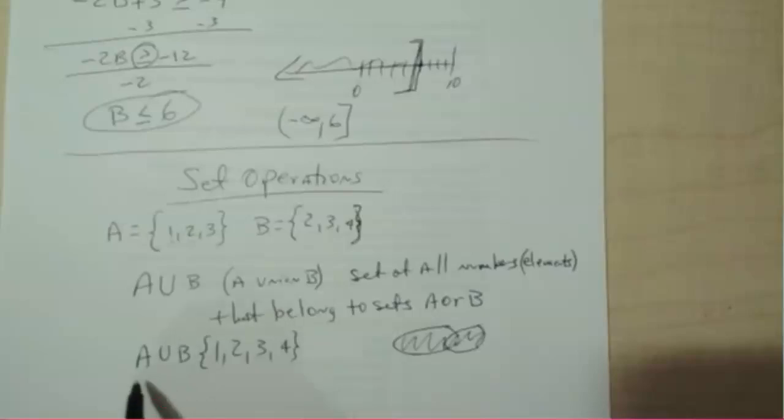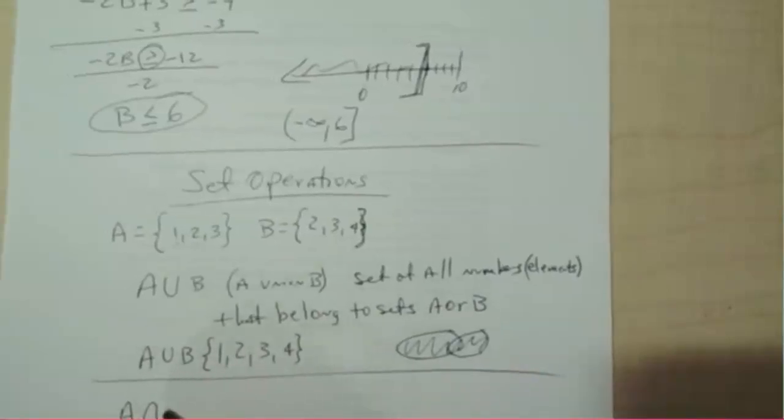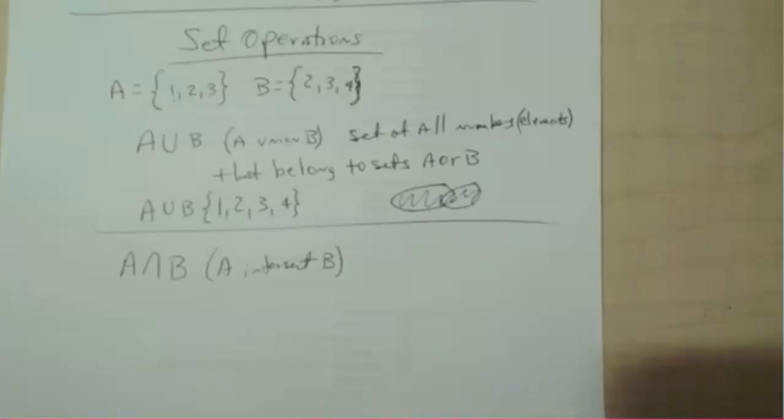Now, if we have A intersect B, just think of the road outside. When you're at an intersection of the road and there are cars all in the road, it doesn't include the cars that are on the road. It's just the ones that are in the intersection.